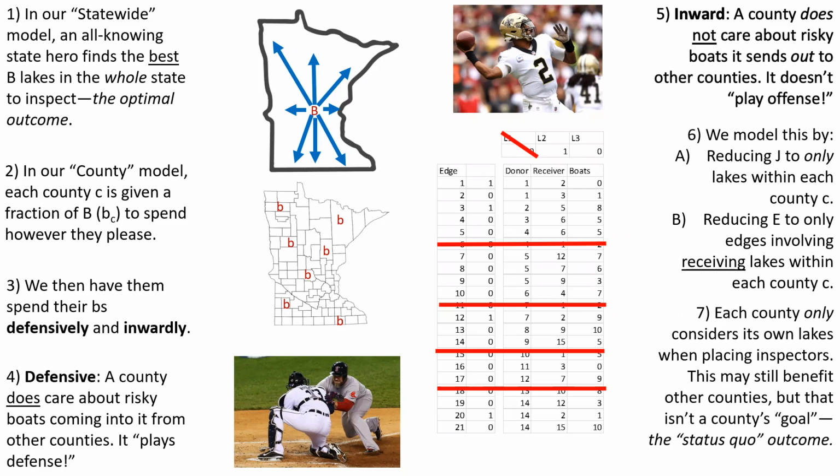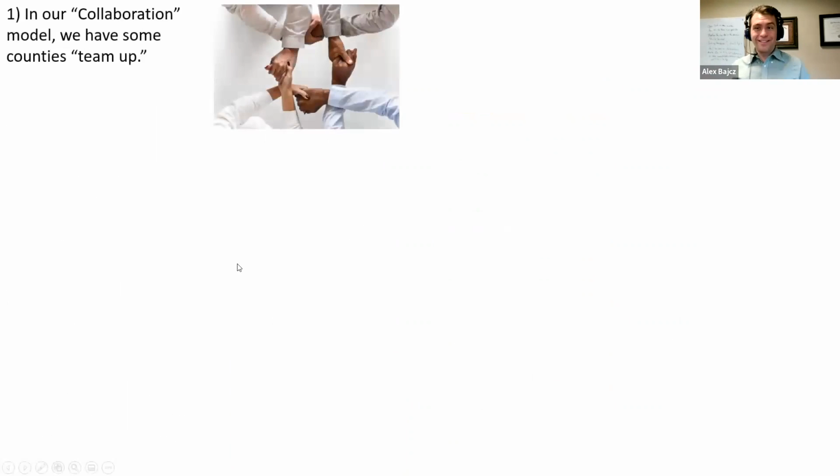And that benefit is one that will show up in the totals that we get. It's just that counties aren't factoring those extra risky boats blocked into their decision making. It's like the counties have a pretty narrow focus on their own interests, like they have blinders on. So this is probably going to be a less optimal solution than the statewide solution. And so it's also more similar to what's happening in real life. So we might call this the status quo model or the status quo outcome. So that's the second model that we built.